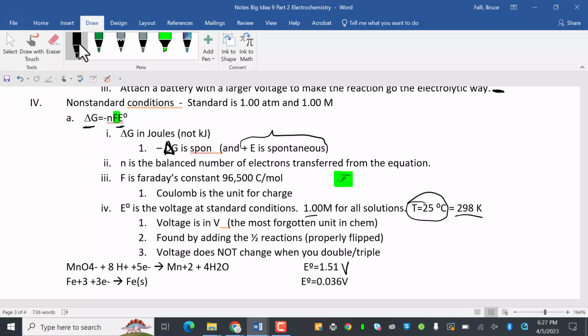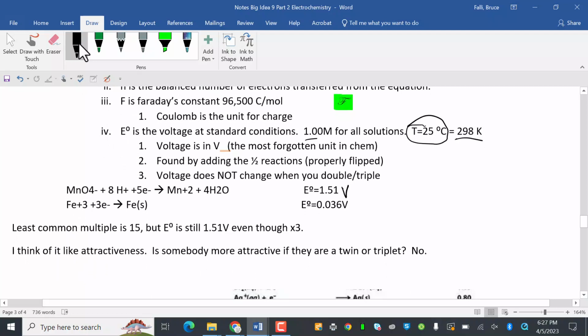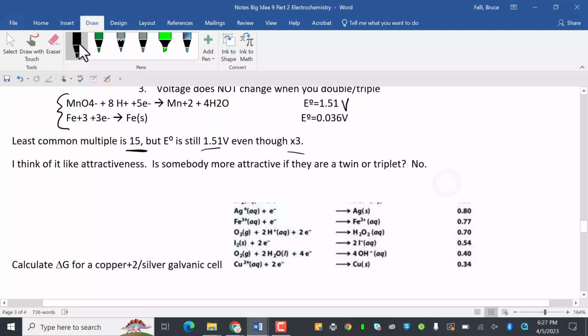You see, I forgot it right here. It's found by adding the half reactions properly flipped. I showed that. Voltage does not change when you double and triple, and I showed you that. The least common multiple, this was the one I did before, right? My least common multiple was 15. But the E naught is still 1.51, even though I did it times 3. So that's the same thing. And I just talked about it.